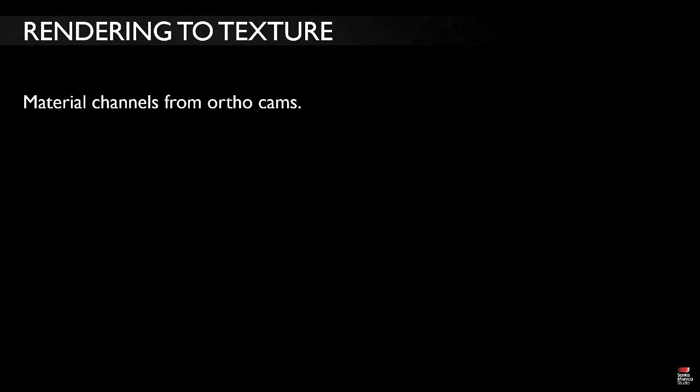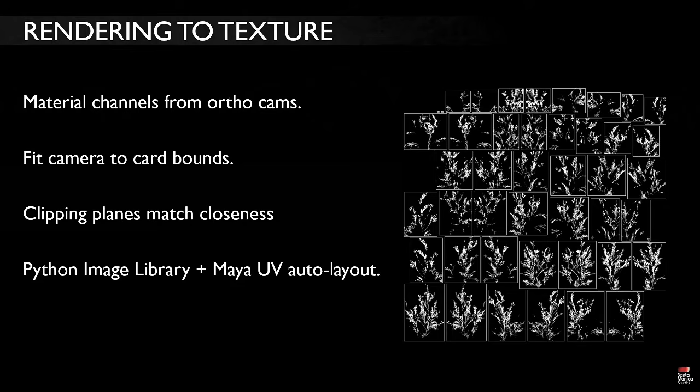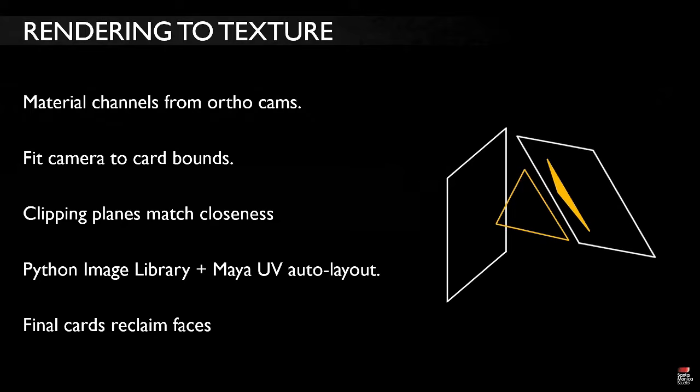As you would with imposters, we render the material channels from orthographic cameras. For each card, we match the camera position, orientation, and bounds to the card and its contents. This can include the clipping planes. The distance between near and far can match the closest parameter, the error metric. We use the Python image library and Maya UV auto layout to generate our final textures.